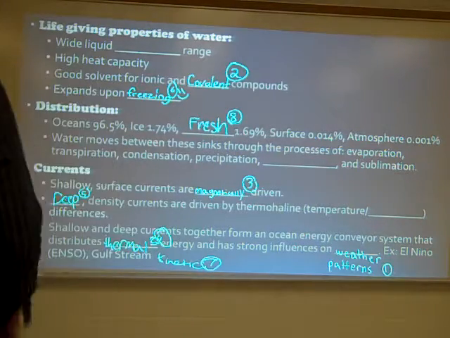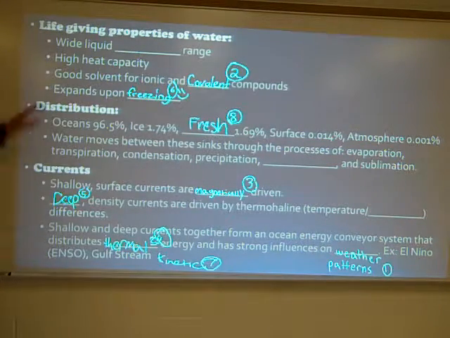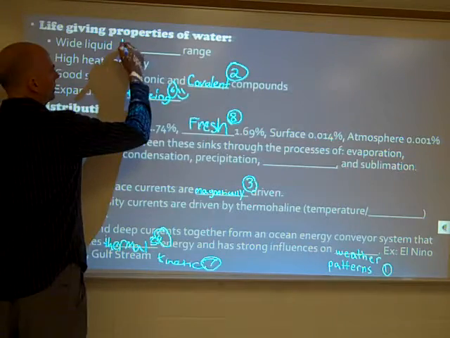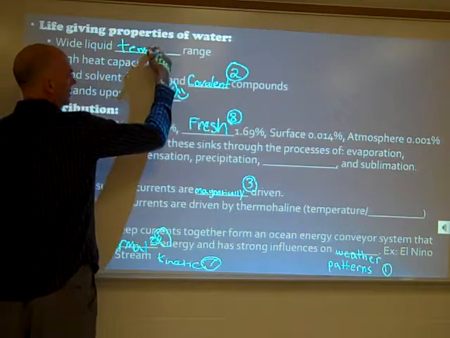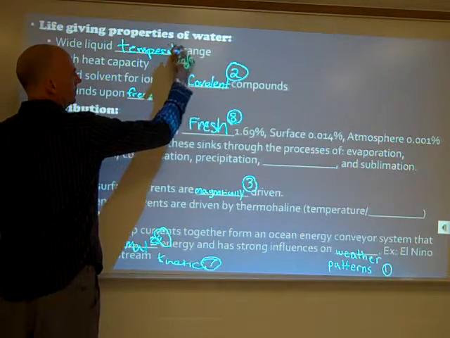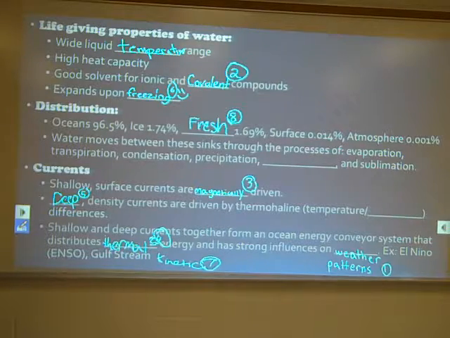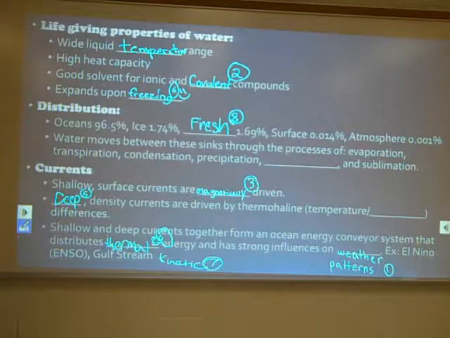So the properties of water that are particularly important for life include the fact that water has a very wide liquid temperature range. How many degrees? 100 degrees Celsius, right. It goes from 0 to 100 degrees. 0 is the freezing point. What's the melting point if 0 is the freezing point? 0. Water boils at 100 degrees Celsius.